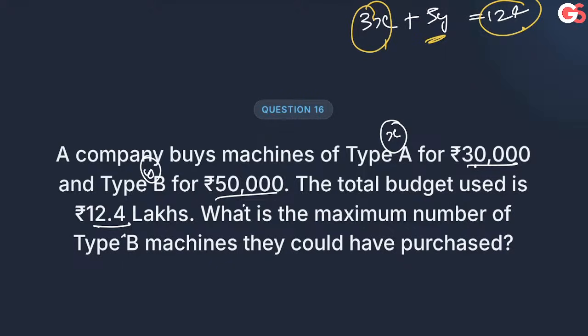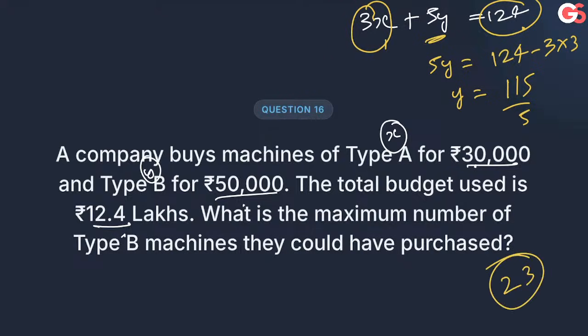3 3s are 9 हो जाएगा, तो 5y is equal to 124 minus 3 into 3. इससे आंसर आ जाएगा. So y will be (124 minus 9), 115 upon 5. 5 twos are 10, 23 is the answer. All right, Anil. 23 होगा ना? 20 क्यों बोल रहे हो?